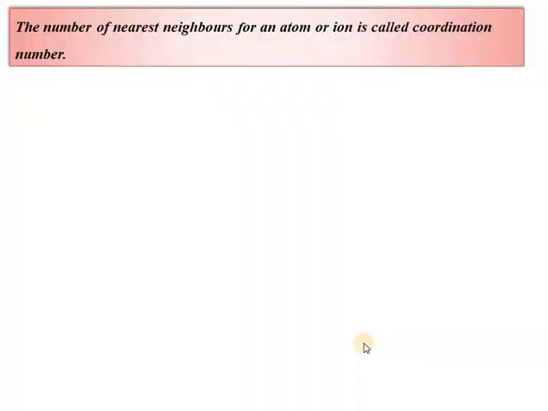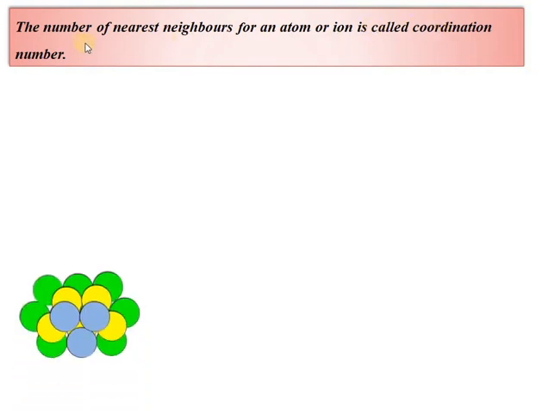Now we look at the definition of the coordination number for crystals. The number of nearest neighbors of an atom or ion is called the coordination number of the crystal. For example, in the last slides we saw 4 nearest spheres, so coordination number 4, and 6 neighbors, so coordination number 6.